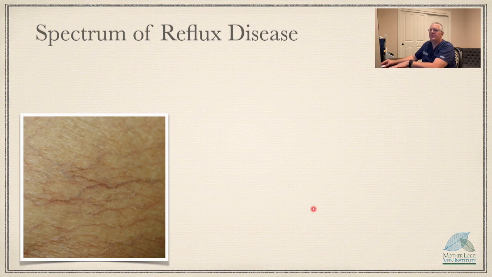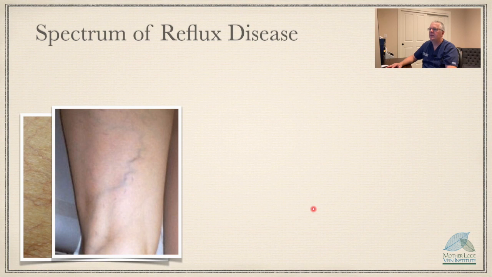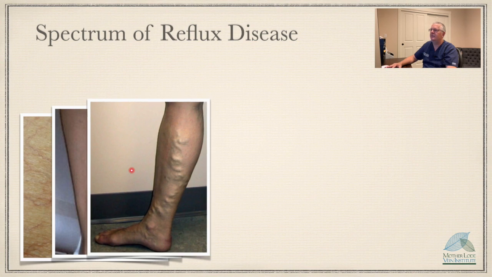So what is the spectrum of venous reflux disease? Well, it can present initially with just little tiny spider veins. Usually these are asymptomatic. They are just maybe cosmetically unappealing. Then you start to get reticular veins, these little blue reticular veins, small varicose veins. And then you get more true bulging varicose veins. These are over 3 millimeters in diameter. And these are true varicose veins, okay?